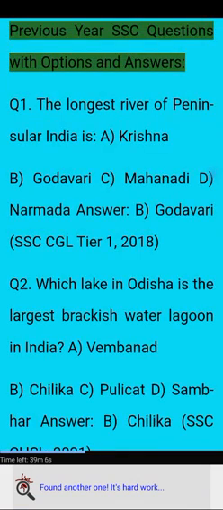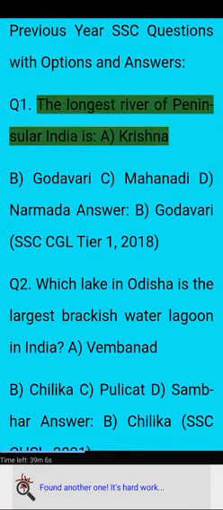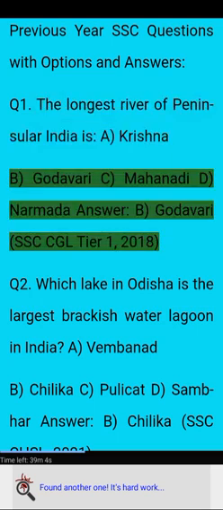Previous year SSC questions with options and answers. Q1. The longest river of peninsular India is A. Krishna, B. Godavari, C. Mahanadi, D. Narmada. Answer: B. Godavari. SSC CGL Tier 1, 2018.